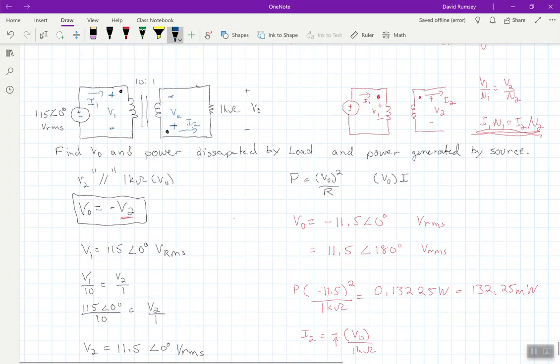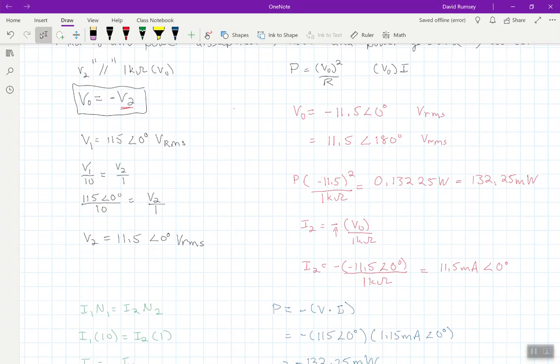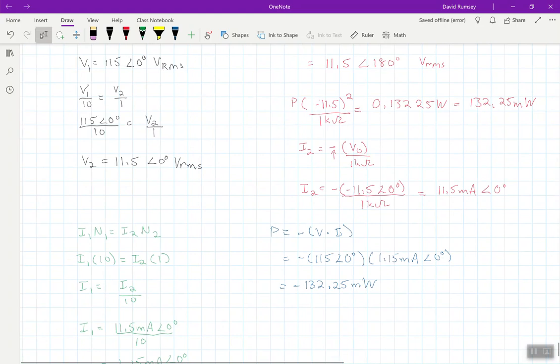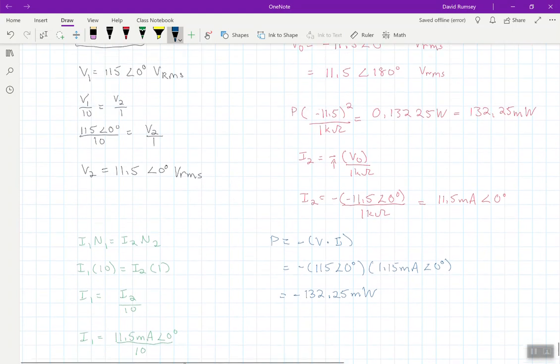Now we shouldn't be surprised by this because power has to be conserved on these two sides, and we said, well, if the voltage goes down, the current goes up. And we can see that the voltage went down by a factor of 10, but the current in the secondary coil is 10 times bigger than the current in the primary coil. But we do have the same power.